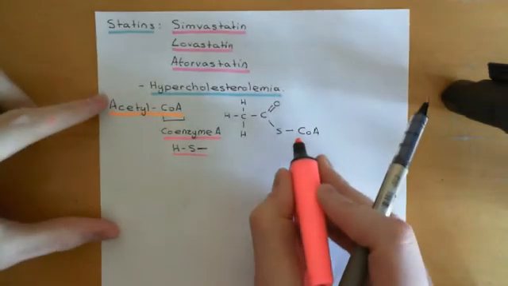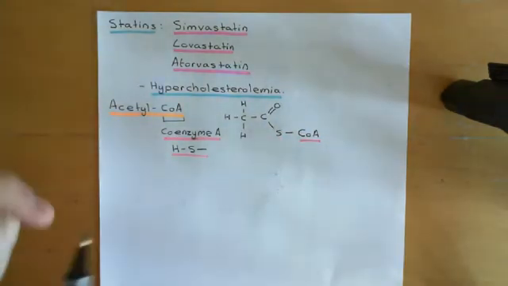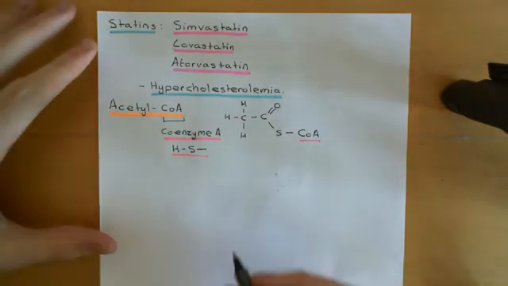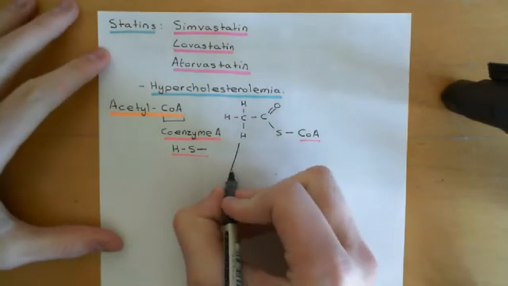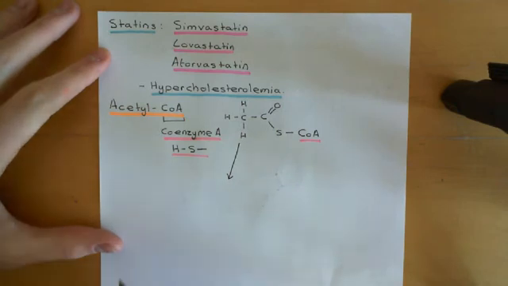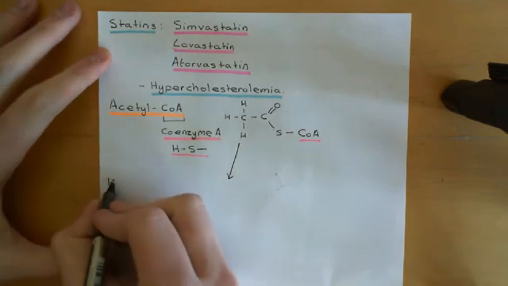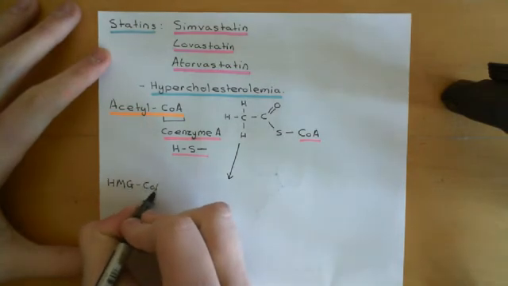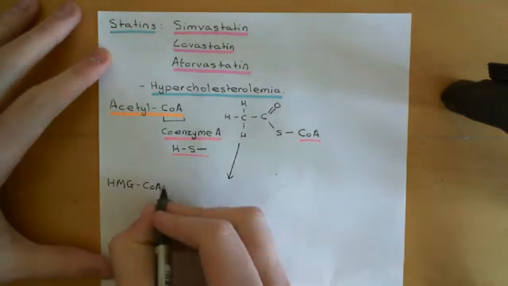So this is the structure of acetyl coenzyme A here. This is the starting point for the synthesis of cholesterol within cells. And what's going to happen, through a bunch of steps that I'm going to abbreviate down to a single arrow, is acetyl coenzyme A is going to be converted into a molecule called HMG-CoA. Now what does this stand for?